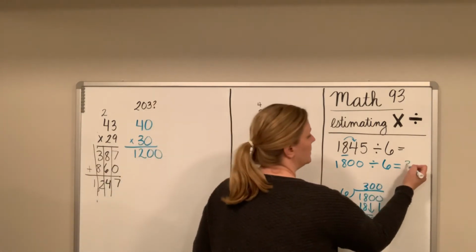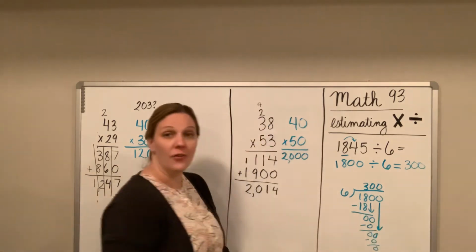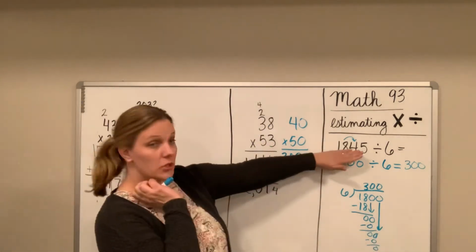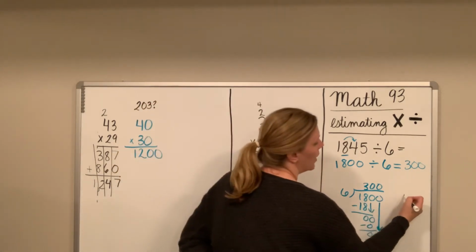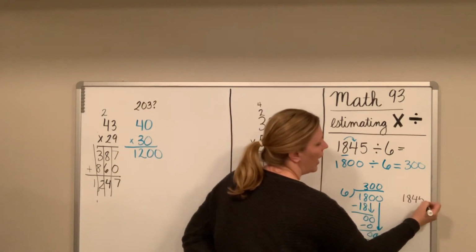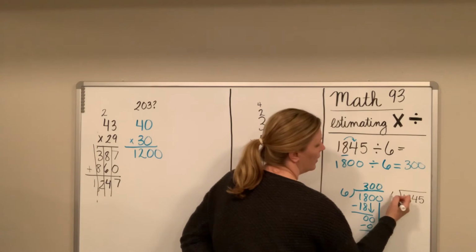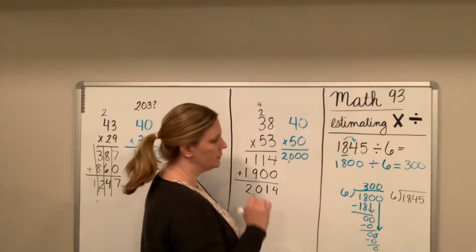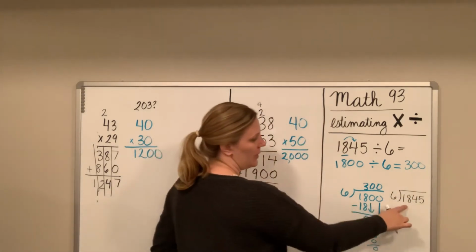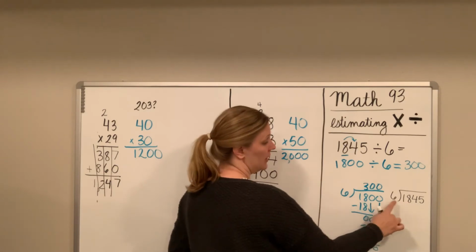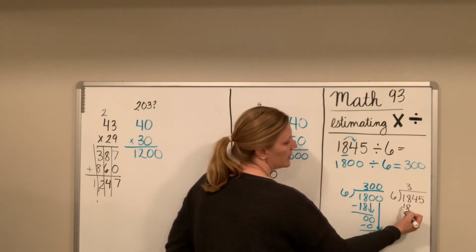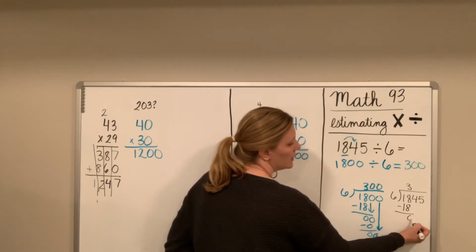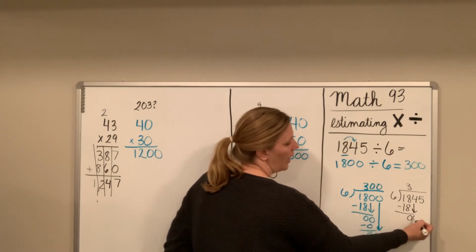So that's our estimate. Now, if we're going to solve for our actual, we're going to go back and use our actual starting problem. So that's 1,845 divided by 6. Okay, so can't do 1 divided by 6, but I can do 18 divided by 6, which you guys know is 3. Multiply, 3 times 6 is 18. Subtract, 0. Bring down my 4.